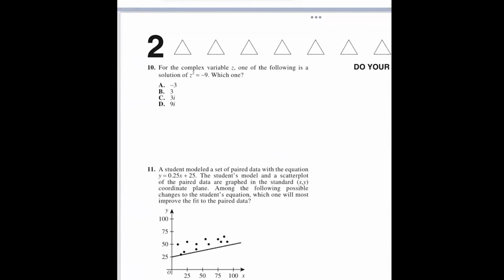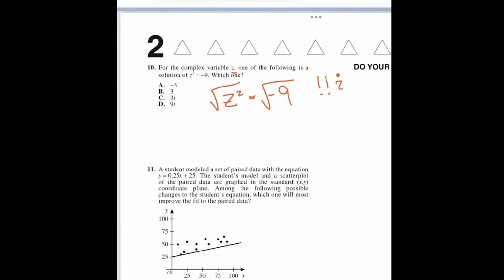So number 10, for the complex variable Z, which one is one of the following solutions here? I've kind of done it both ways, and I've had students stuck with this. For most students, especially if they're strong with imaginary numbers in Algebra 2, if you are simplifying one of these square roots, that automatically flags that you need an imaginary number, because you do not put a square root over a negative.